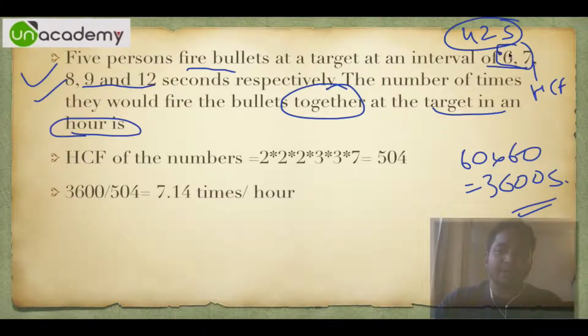But see, there is 2 in 6 also, and 2 to the power 3 in 8 also. So you ignore this 2 in 6 and just carry 3. So you have 3 2's because we have 8. 12 also has 2 to the power 2, so we will ignore it also.